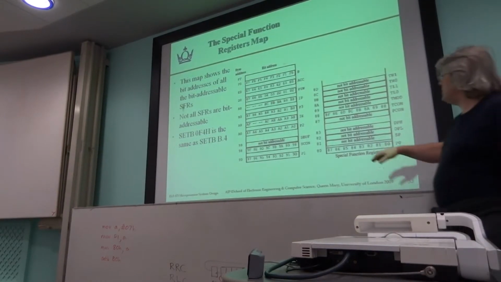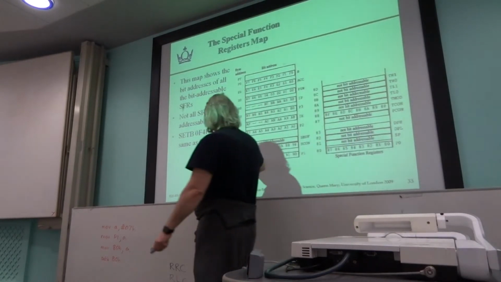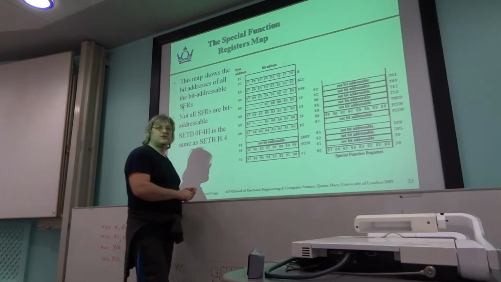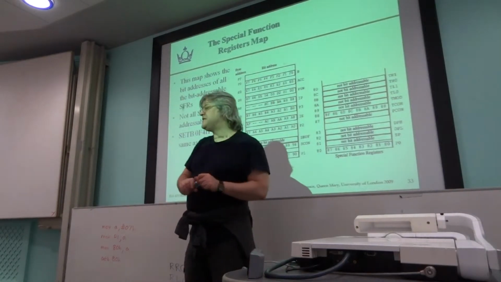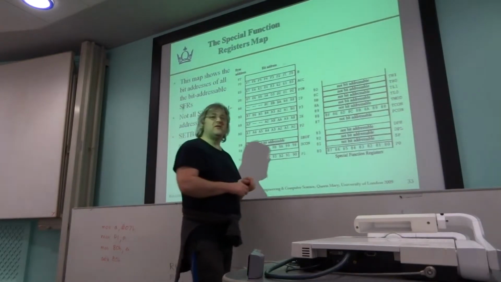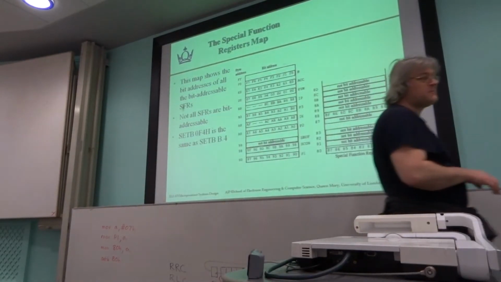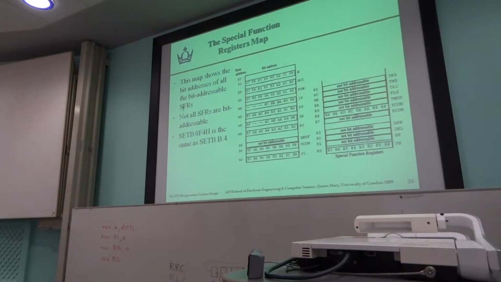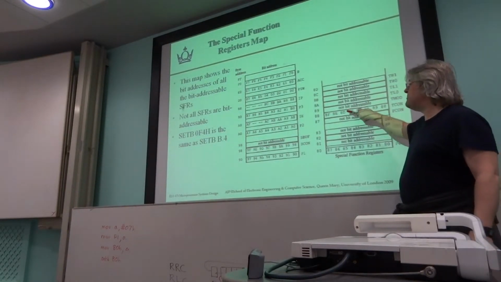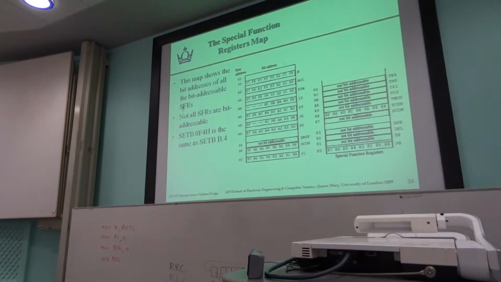So, not all of the memory locations from 80 to FF are actually occupied anyway. And if you try to write to those, basically Intel say, I'm not going to guarantee what's going to happen anyway. There may not even be any memory there. But for those places where there are special function registers, you can see which ones you can manipulate individual bits and which ones you can't.